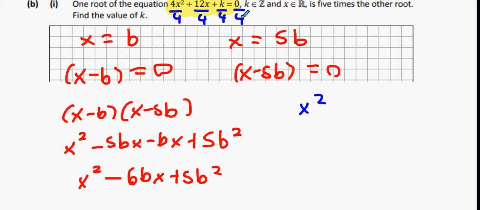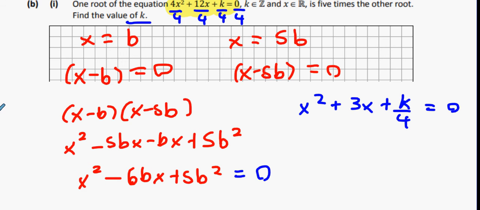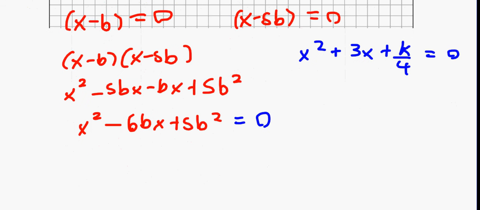Okay, and we're going to find the value of k. So it's x squared plus 3x, and then it's plus k over 4, and that will also equal 0. Now these two equations are the same as each other, because they have the same roots. So I'm going to put the two of these equal to each other now. I'm going to put the red one equal to the blue one.